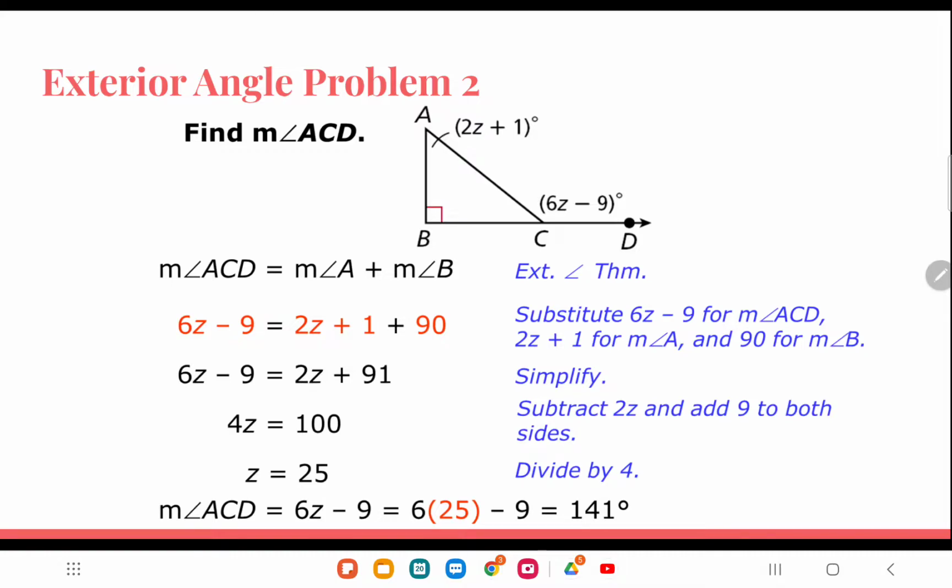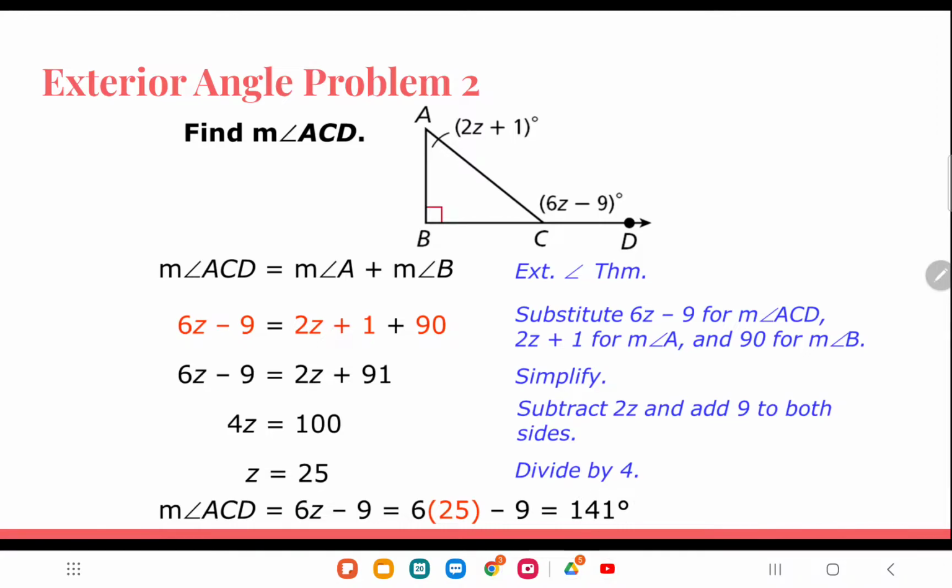Notice that this is a right angle triangle. It can only therefore have 2 acute angles. So I have the measure of ACD is my exterior angle. That's what I want to find. 6z minus 9 is therefore equal to 2z plus 1 plus 90 degrees. And I'm going to get z equals 25.